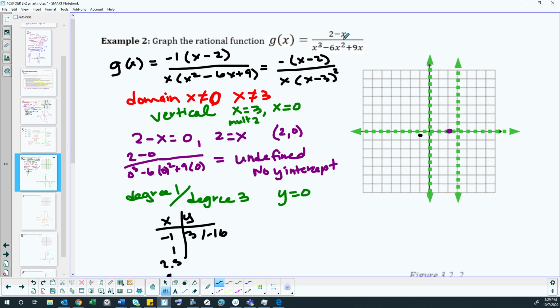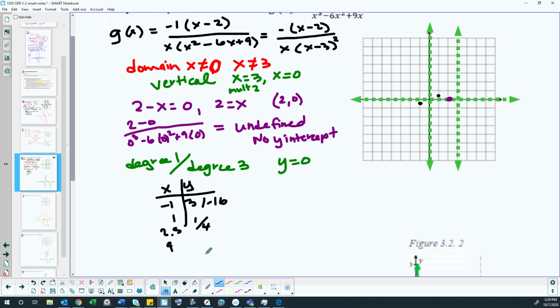Okay, let's plug in 1. So 2 minus 1 is 1. And then 1 cubed is 1 minus 6 is negative 5. Plus 9 is positive 4, so 1/4. So at 1, it's going to be 1/4, so a little bit above the x-axis.